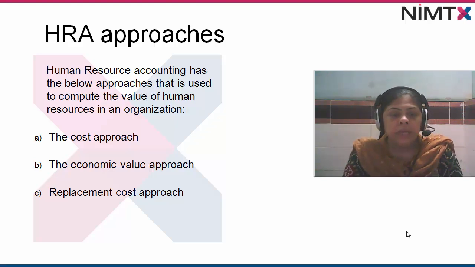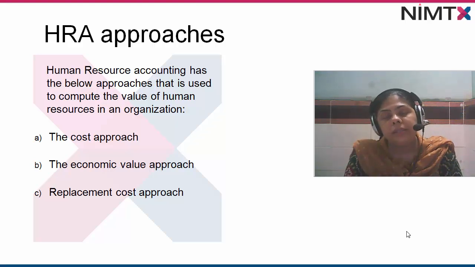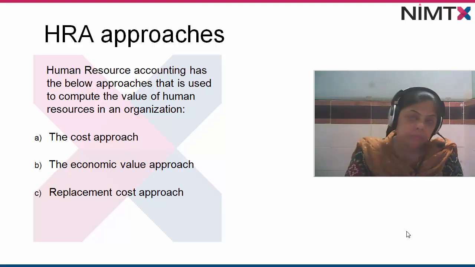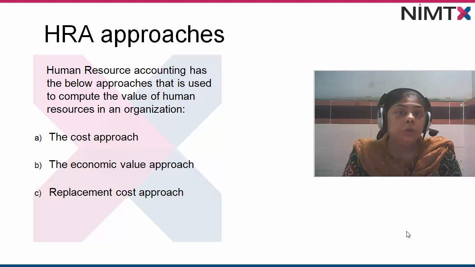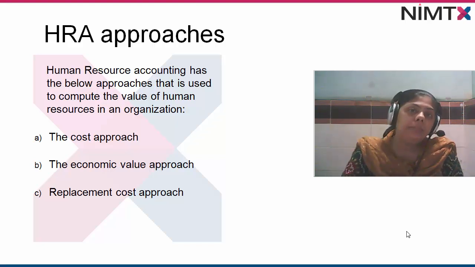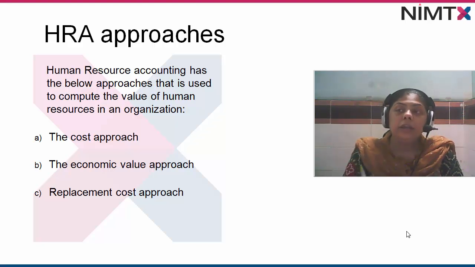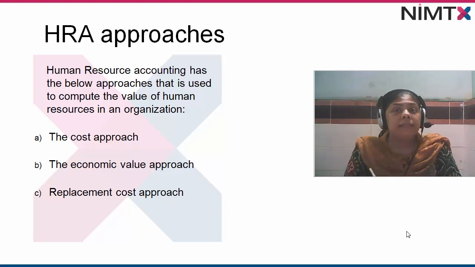Replacement cost: what is the replacement cost? Today you have employed a person. Tomorrow, if the employee is not happy, and the person leaves your company, what is the replacement cost that you are incurring? Again, hiring a new person, again training that person. So usually companies these days instead see if they can retain the employee.